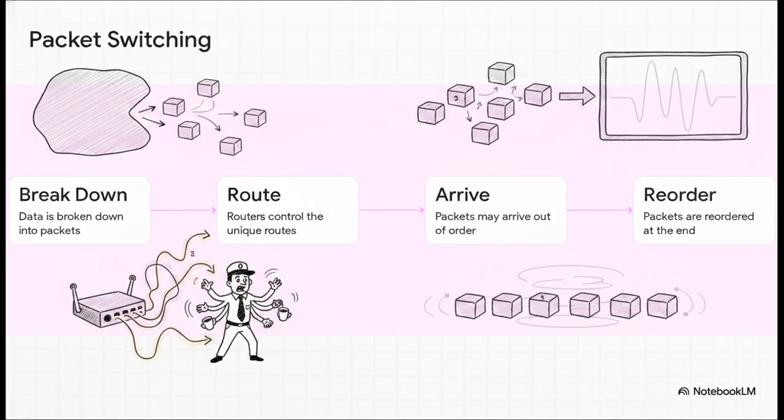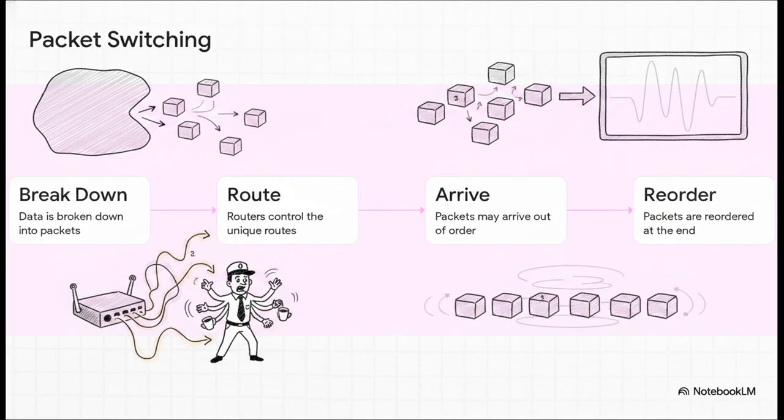Okay, let's map out this incredible, honestly kind of chaotic, journey of packet switching. Step 1. As we know, the data is broken down into packets. Step 2. They're blasted out into the network, where devices called routers take control of the routes. Picture a router as a highly caffeinated traffic cop, rapidly analyzing the network and sending packets down totally different roads just to avoid congestion. And because every single packet can take a completely unique route, we arrive at Step 3. Packets may actually arrive out of order.